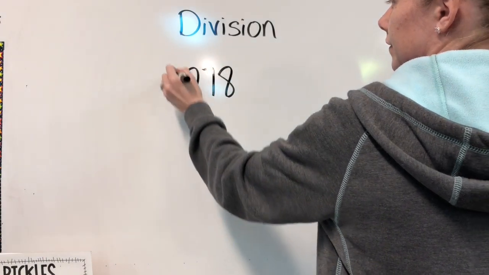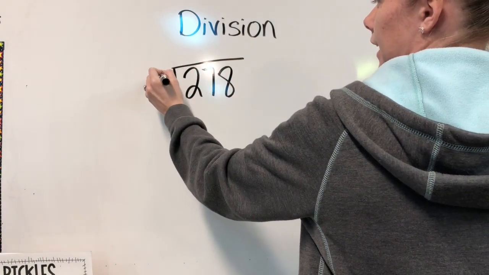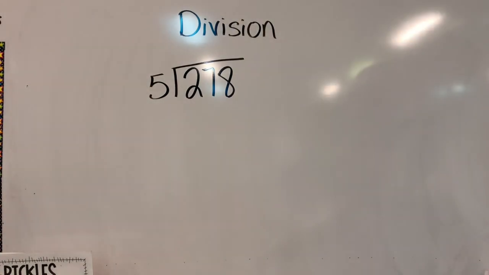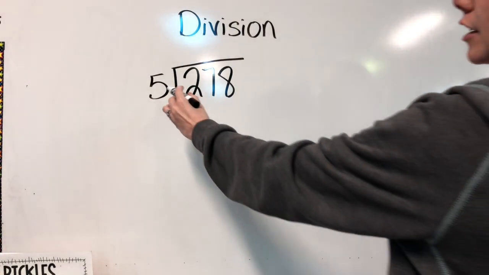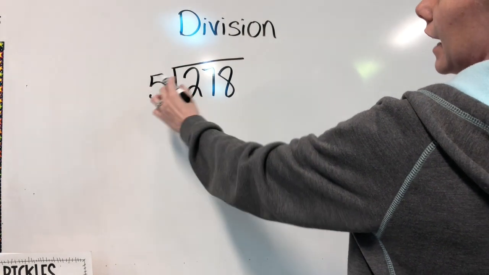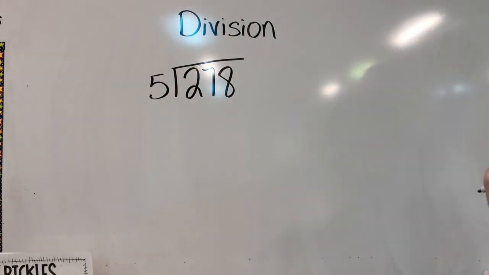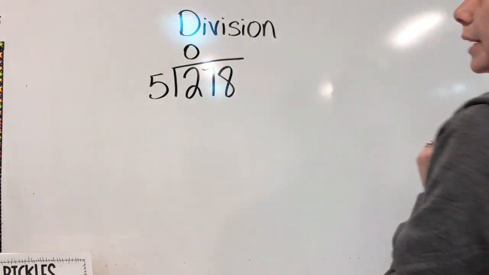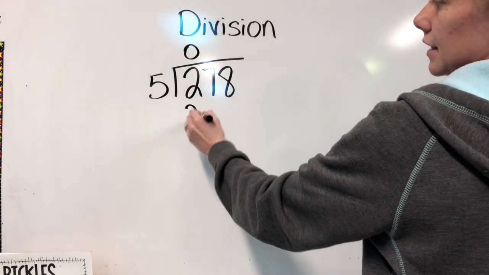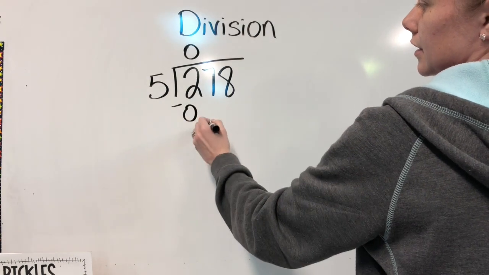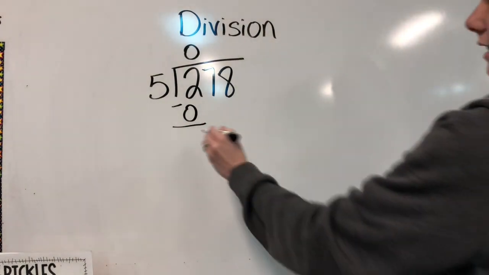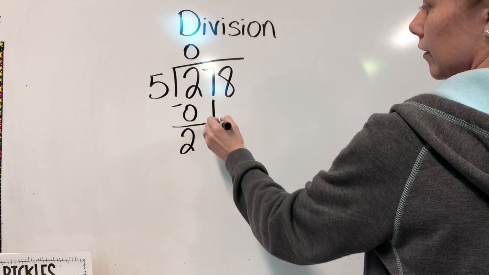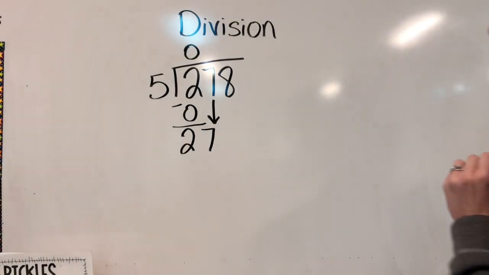278 divided by 5. So for this method, I'm going to first start out and think how many 5s can I take out of 2? And when we think about this, nothing times 5 gets 2, so we put our 0 up here. 5 times 0 is 0, so we're going to subtract. 2 minus 0 is still 2, and we bring down our next number.